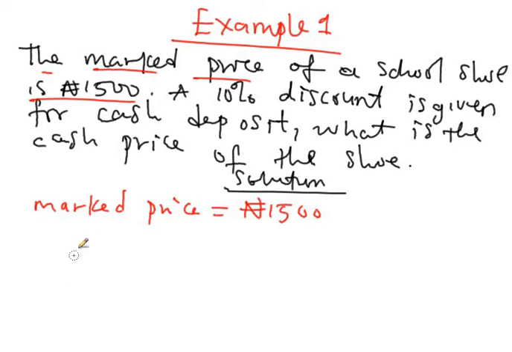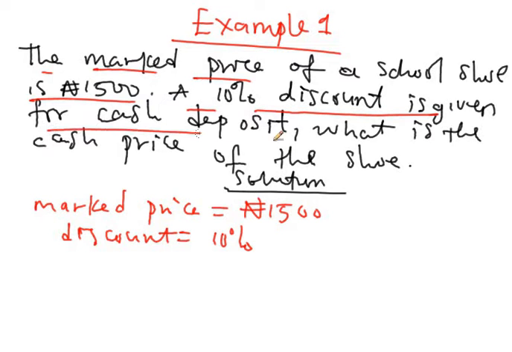The marked price is what? 1,500. And a discount of how many percent was given? A discount of 10%, isn't it? The discount is given for cash deposit. If you want to buy the school shoe and you want to pay cash, the shop owner or the seller of the shoe will remove a 10% discount for whoever wants to pay in cash. So we are now asked to find the cash price of the shoe.